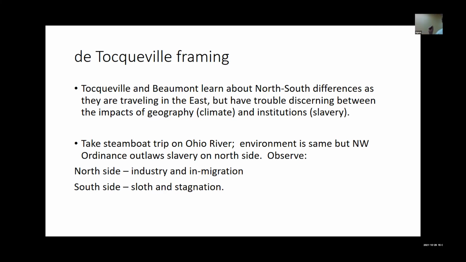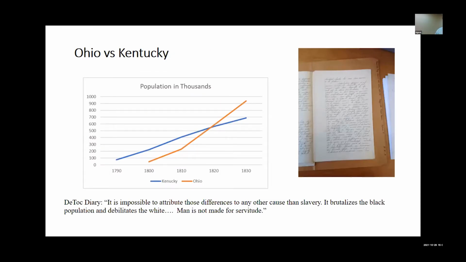But the institutions differ: the Northwest Ordinance outlawed slavery on the northern side. And what they observe and hear in testimony from local experts on both sides of the river is that the north side is characterized by industry and immigration, and the south side is characterized by sloth and stagnation. Kentucky starts being settled by Europeans earlier, but Ohio grows much faster despite being started later. So the picture shows that Ohio on the free side is much more dramatic, or much more rapid.